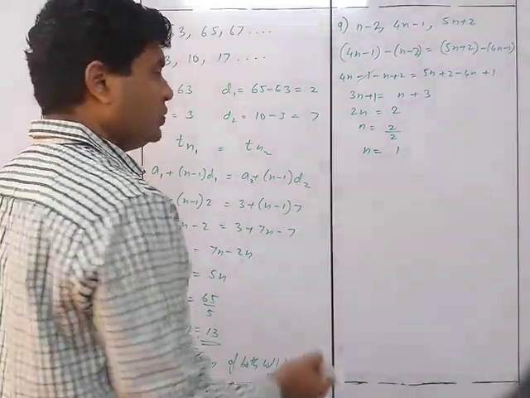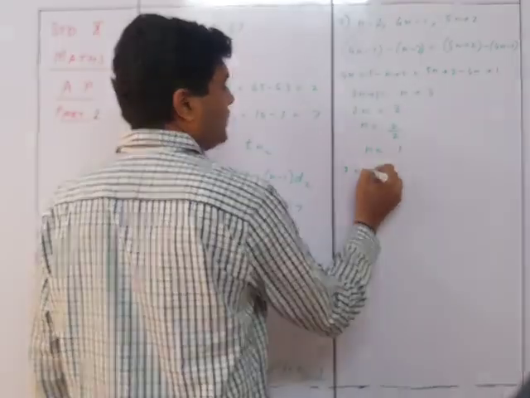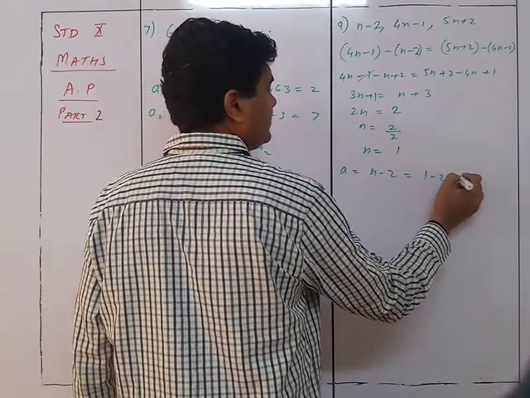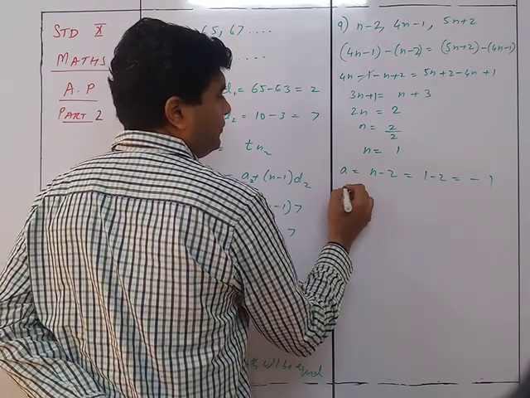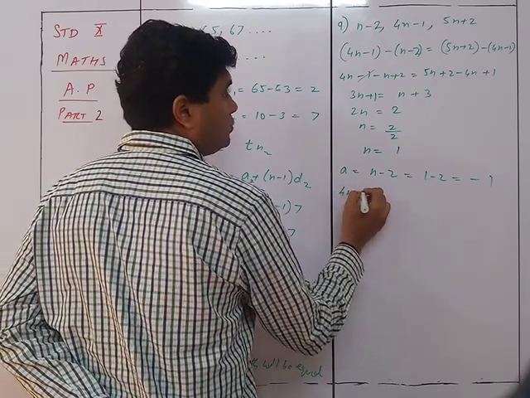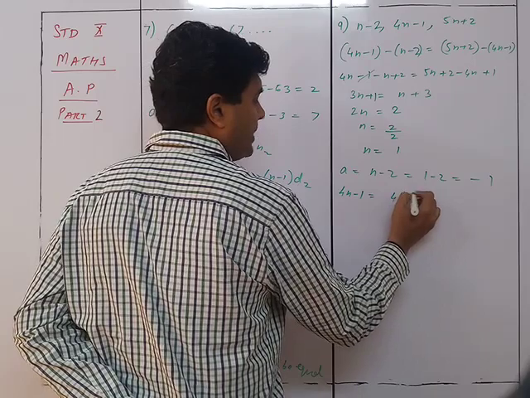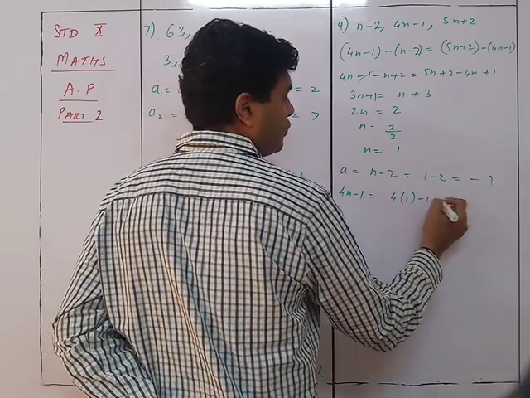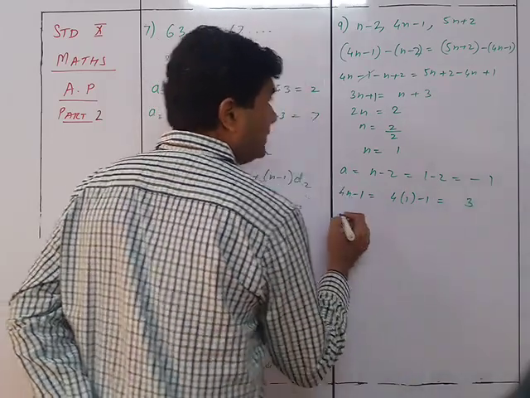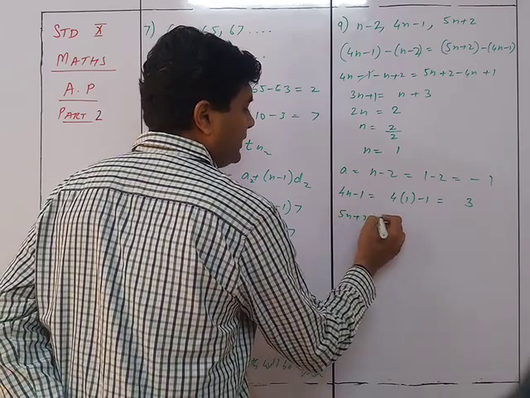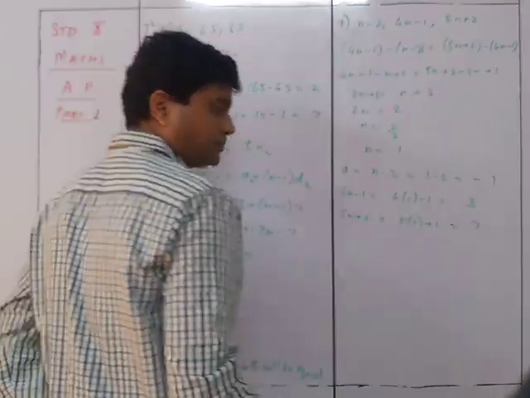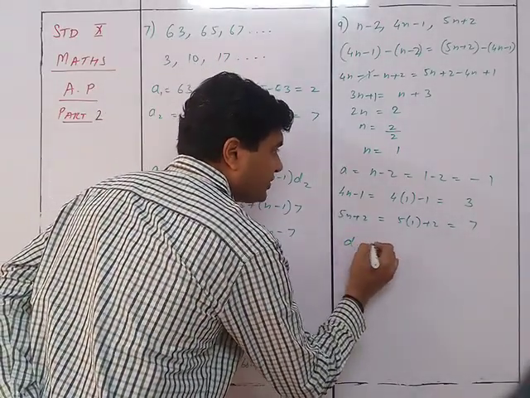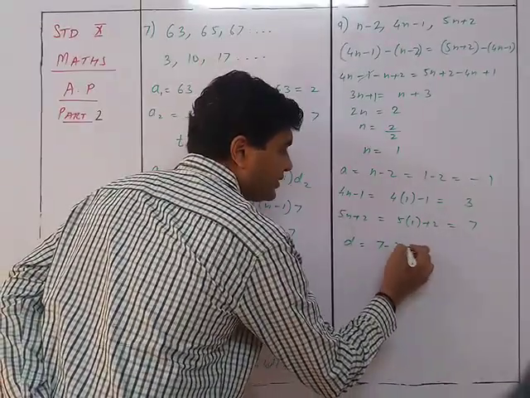Okay. Once you know this, what will be the first term? A will be equal to n minus 2, which is 1 minus 2, which is minus 1. The next one will be 4n minus 1, which is 4 into 1 minus 1, which is 4 minus 1, which is 3. Then 5n plus 2 is 5 into 1 plus 2, which is 7. So accordingly, d is equal to 7 minus 3, which is 4.